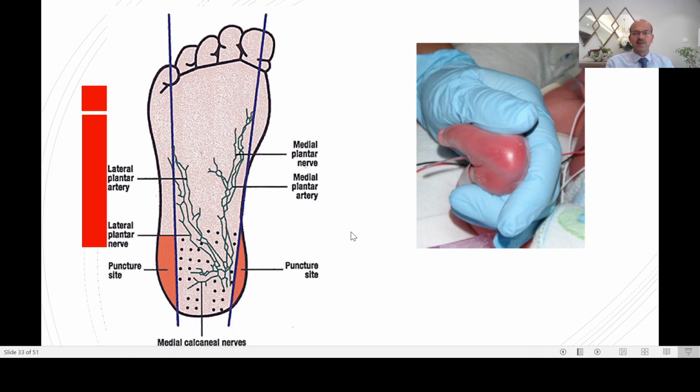So a deep lancet may cause calcaneal osteomyelitis. So 1 millimeter is the depth you go, and you have preterm lancets with 0.7 millimeter and term lancets with 1 to 1.2 millimeters. So you shouldn't exceed that. And this is the recommended position for you.